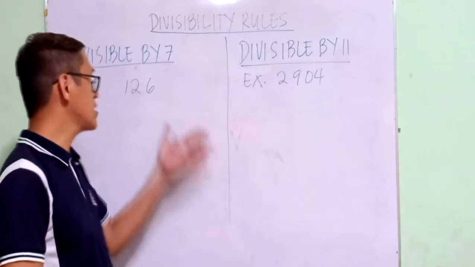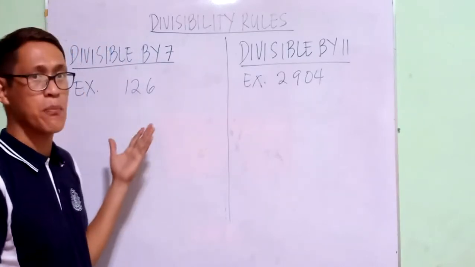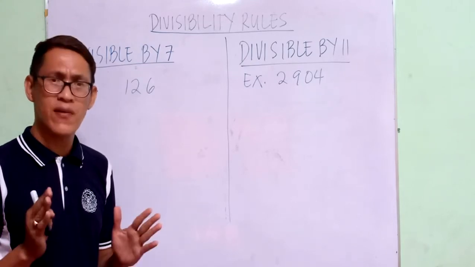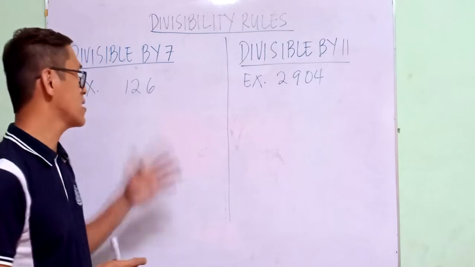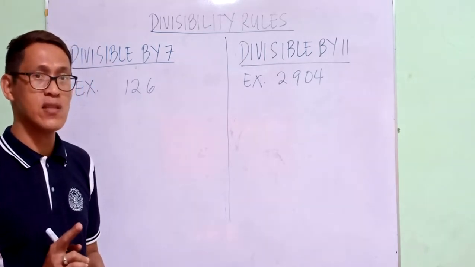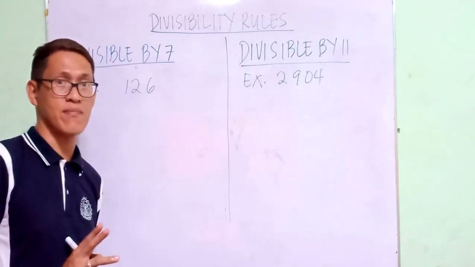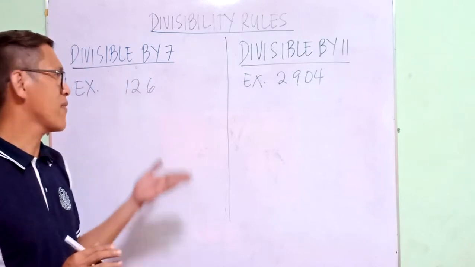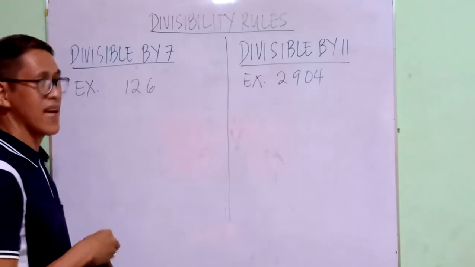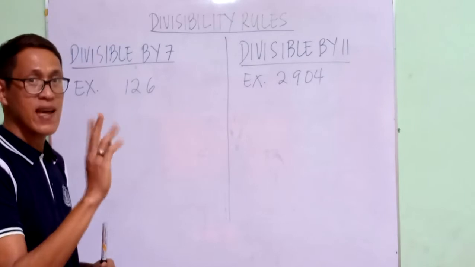Lastly, let's have divisible by 7 and by 11. So how do we know if a number is divisible by 7? Well, to know if a number is divisible by 7, the difference of twice the ones digit and the remaining digits must be 0, or multiples of 7. How is that? Let's have an example here. The number is 126. It says the difference between twice the ones digit and the remaining digits.